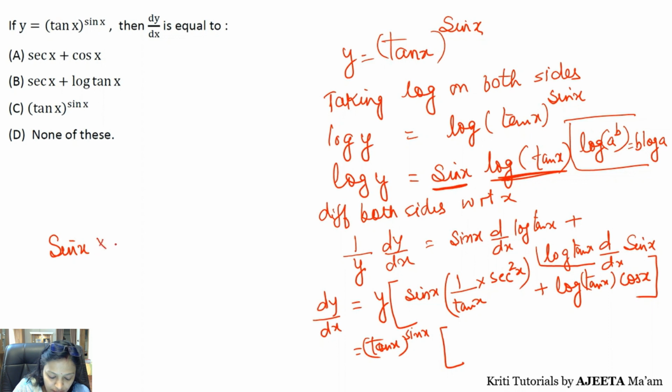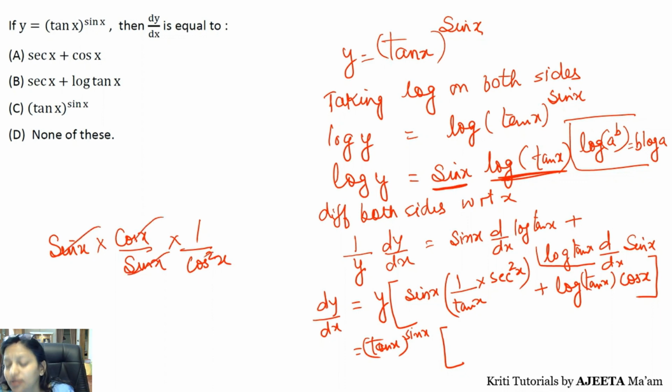Tan x ko what can I write? Cot x, 1 upon tan x. So cot x is cos upon sin. What is 1 upon cos square x? Sec square x. So if I cut, I get only a single term, that is sec x. Just check. Plus cos x into log 10x. So this is my final answer.